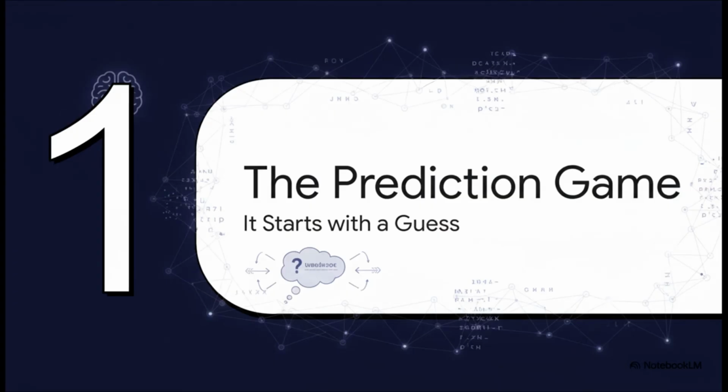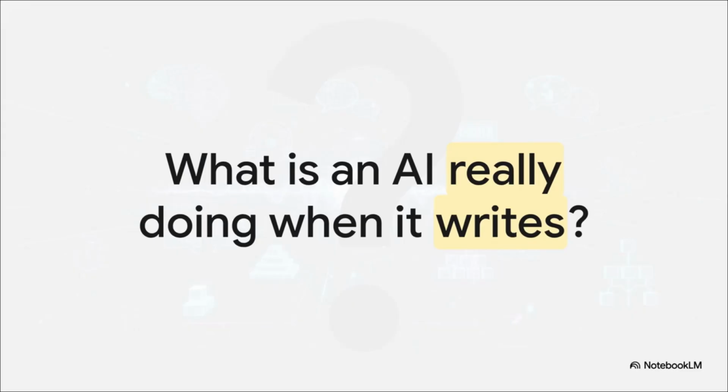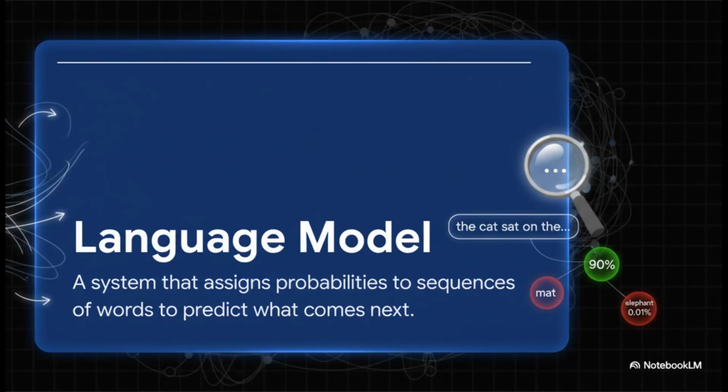All right, so to kick things off, let's just start with the most basic, fundamental question of all. I mean, when you see an AI write a whole paragraph, what is it actually doing? It looks like it's thinking, maybe even understanding, but really, behind all that complexity, it's just playing an incredibly sophisticated guessing game. And that's it.